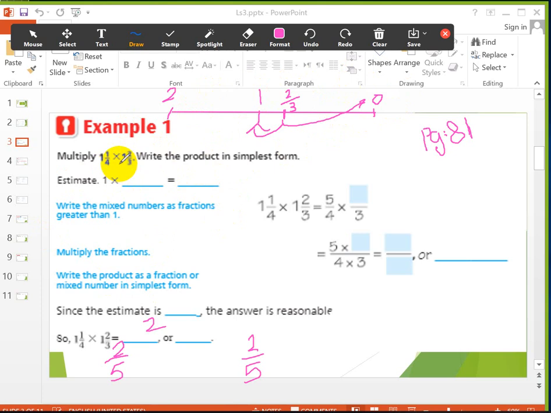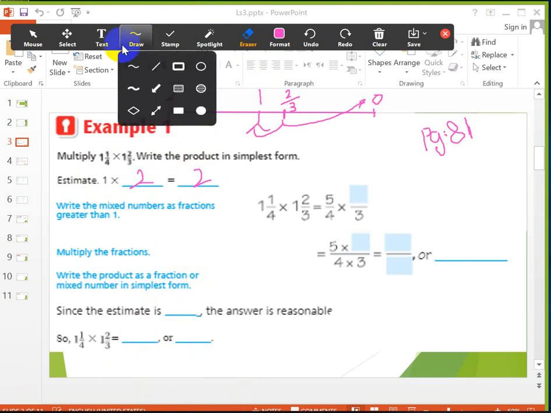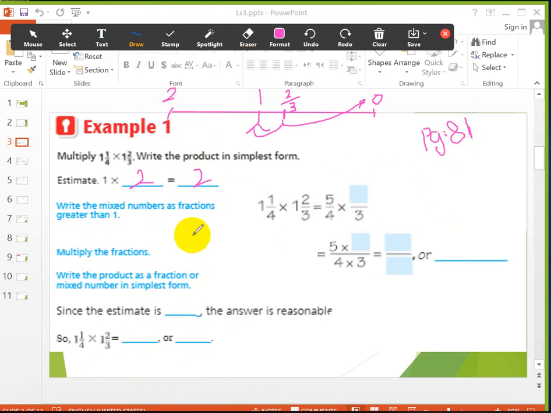And I have also 1, so it will be 1 plus 1, so it will be 2, right? 1 plus 1, it will be 2. Now, multiply 1 with 2, the answer or the estimate will be 2. So, the final answer will be close to 2. Okay? This is the estimation for the answer. Now, I want to find the exact answer. Now, 1 and 1 over 4 multiply 1 and 2 over 3.